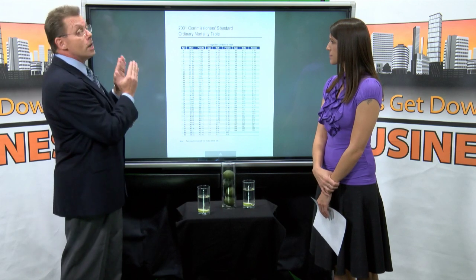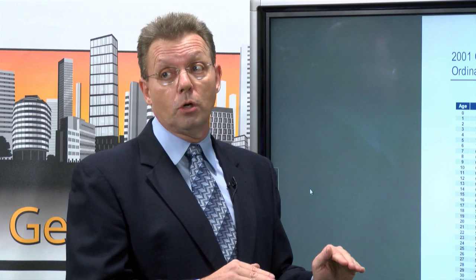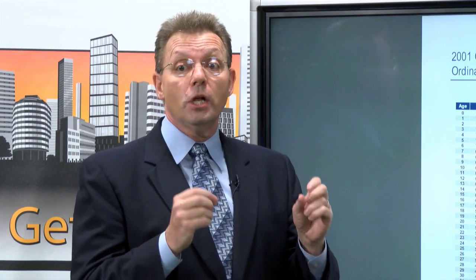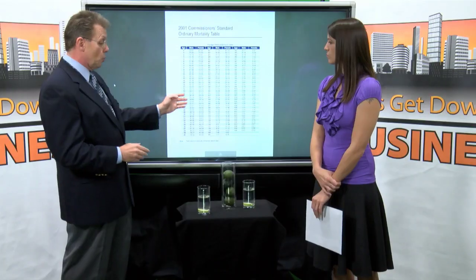Do we have another question? Yeah. What is this 2001 CSO table? Well, this table is the standard for non-smokers. Now remember, there's smoker tables, but this is non-smoker. If you're looking at classifications of health, that could be totally different. This is non-smoking standard.